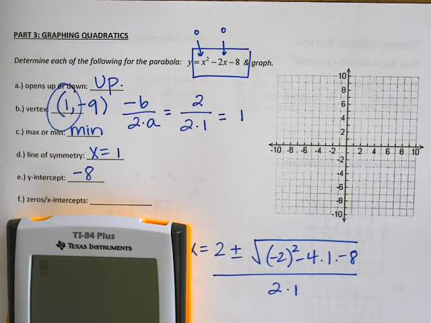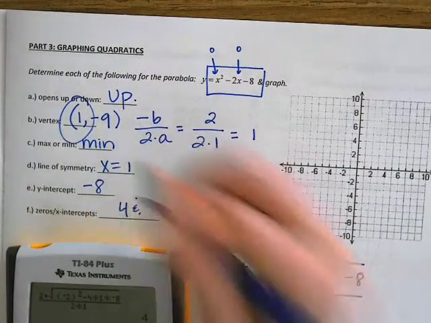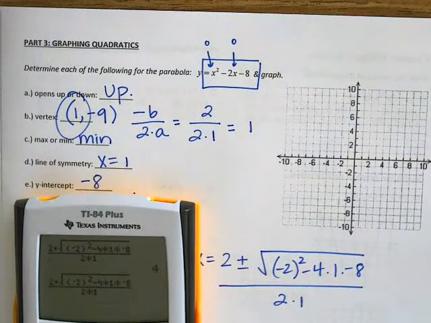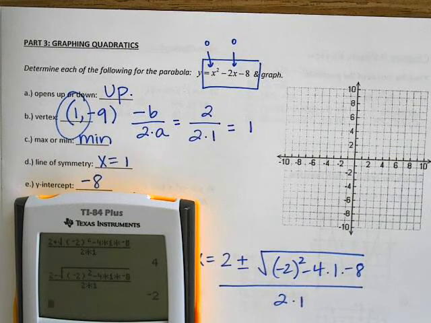Okay, so we have a 2 plus square root, parentheses, negative 2 squared minus 4 times 1 times negative 8 all over 2 times 1. So we got 4. And then our second answer, if we turn the plus into a subtract, is negative 2.